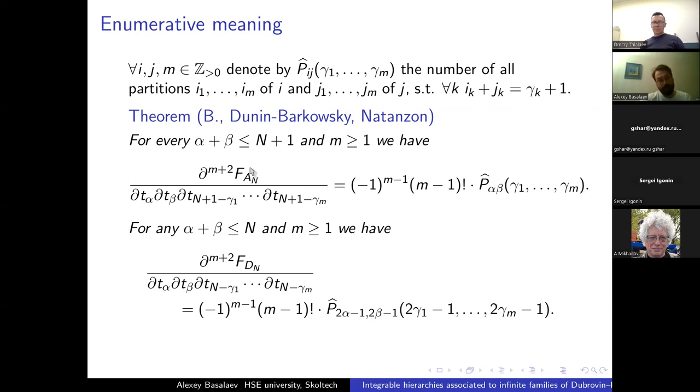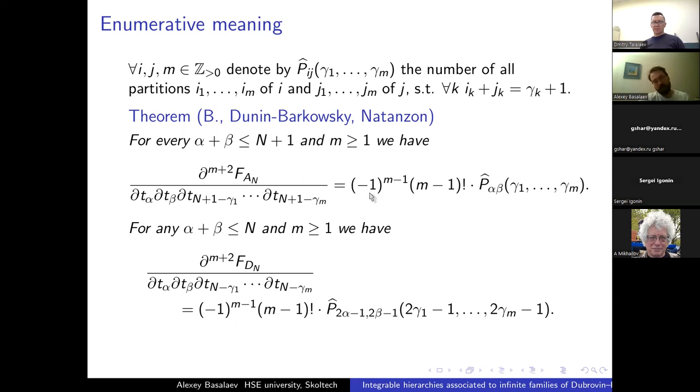So we have found that the coefficient of a potential of A_n and the potential of D_n is actually the following number. Unfortunately, this is not for all the possible m plus 2 derivatives of potential. So this formula doesn't cover all the coefficients of the F-type potential, of A-type potential or D-type potential. But this is actually some enumerative meaning.